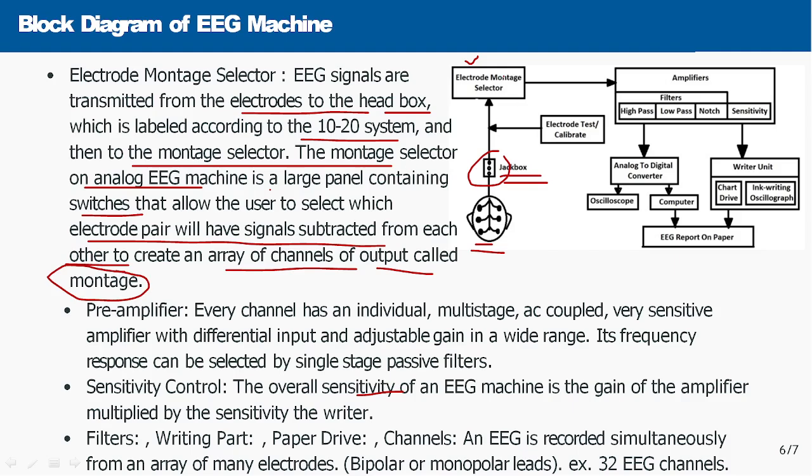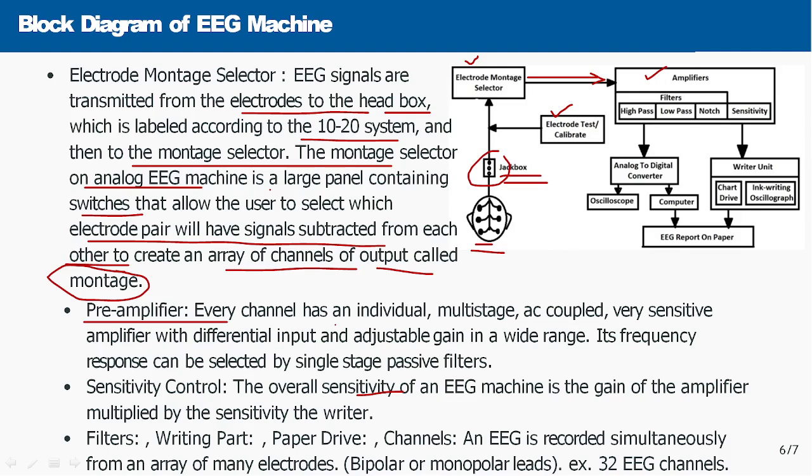Before selecting these electrodes, we need to calibrate the amplifiers by sending the test electrode signals. Then once the montage selector is selecting and sending the signals from two different electrodes to the pre-amplifier, the pre-amplifier will amplify them.